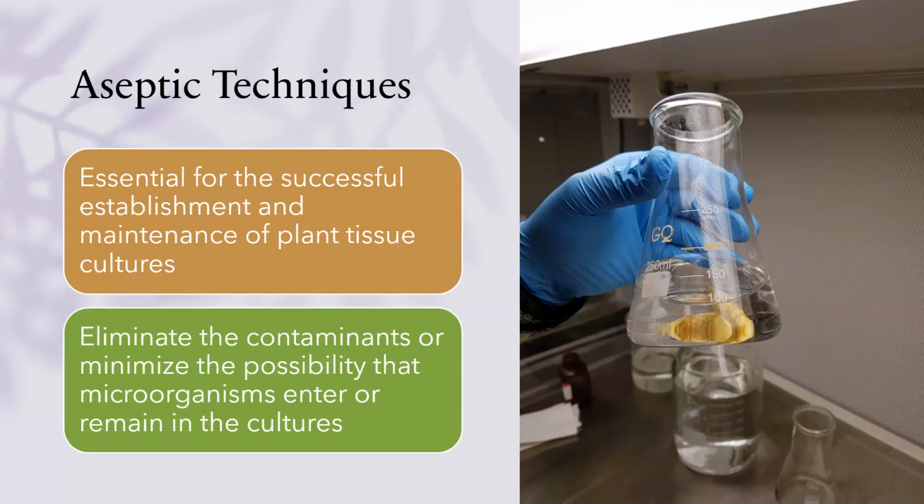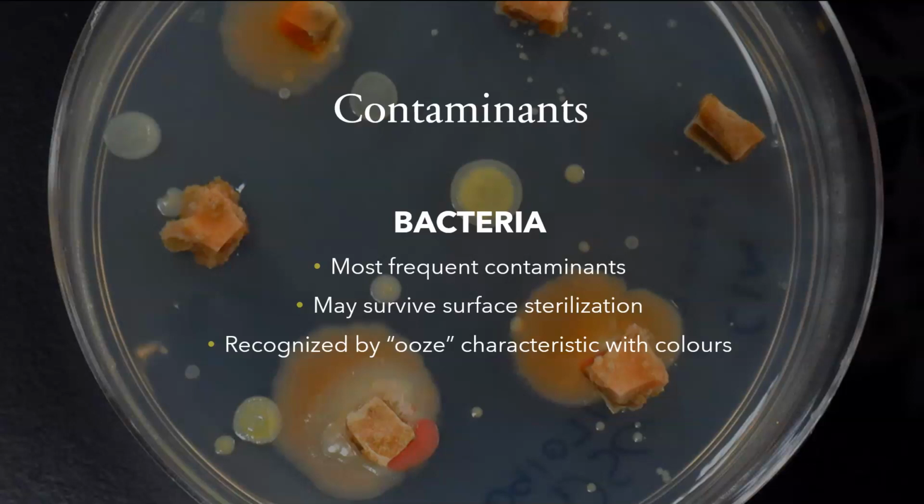The purpose of sterilization or aseptic technique is to eliminate the contaminants or minimize the possibility that microorganisms enter or remain in the cultures. The list of organisms described as contaminants in plant tissue cultures includes bacteria, fungi, viruses, yeast, and mites. Contamination with bacteria is thought to be the most serious and has been described extensively in the literature.